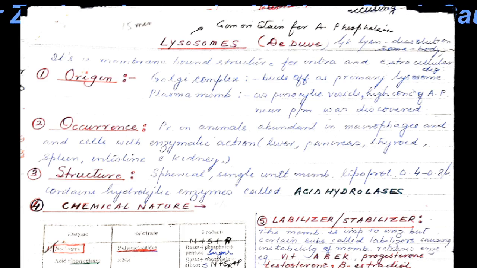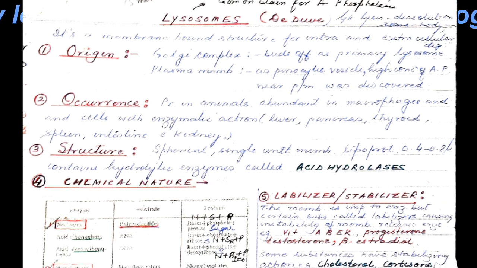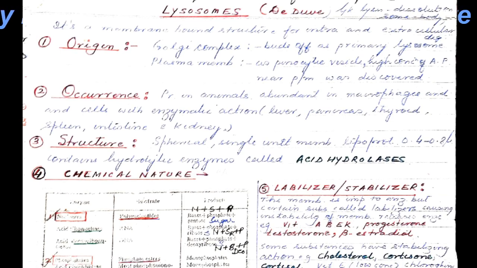It originates from Golgi complex, as you have seen in the last lecture. It buds off as primary lysosome. Then where do they occur? They are present in animals, abundant in macrophages and cells with enzymatic actions like the cells of liver, pancreas, thyroid, spleen, intestine, and kidneys. As far as structure is concerned, they are spherical, single unit membrane bound organelles made up of lipoproteins and have a dimension of 0.4 to 0.8 microns, but contain hydrolytic enzymes which are collectively called acid hydrolases.